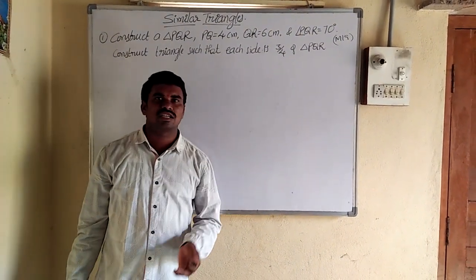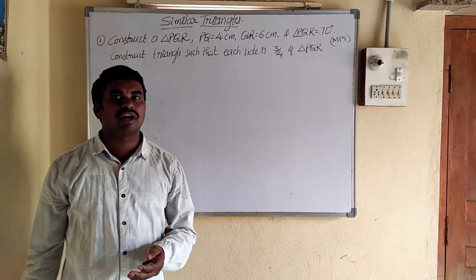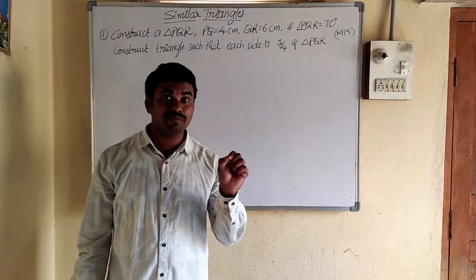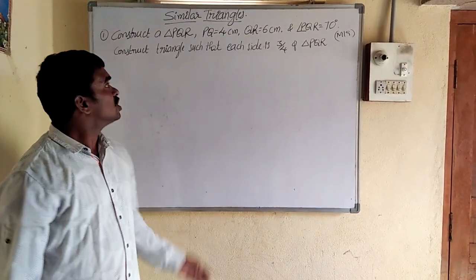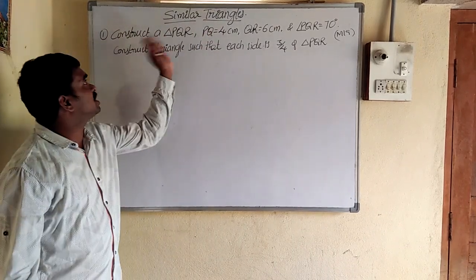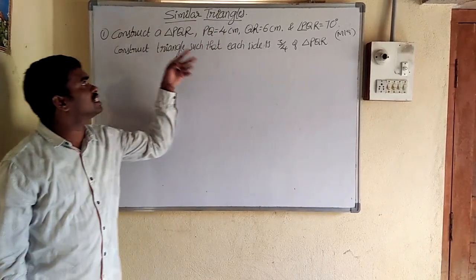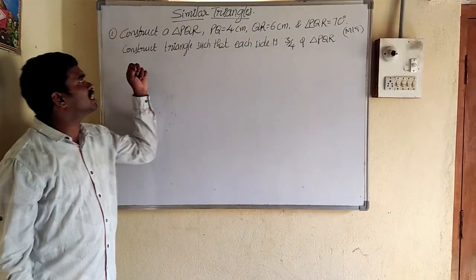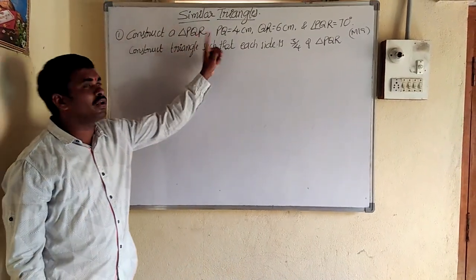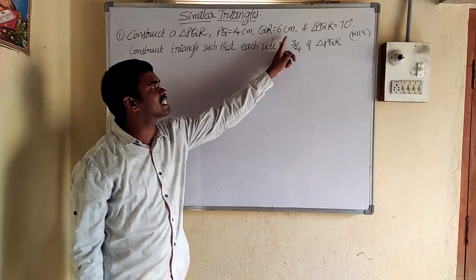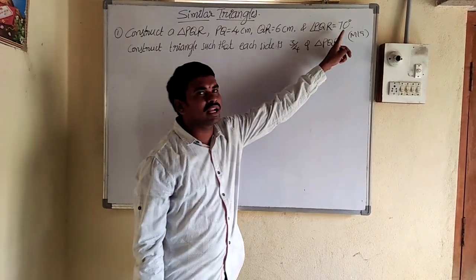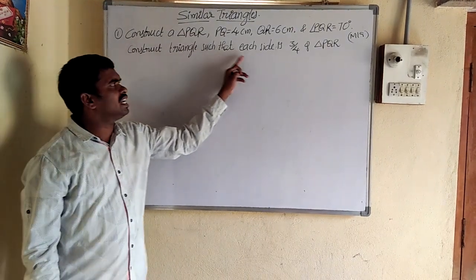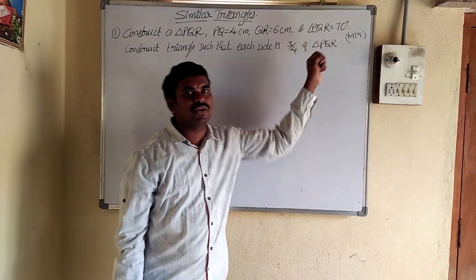Not only father and son, some twins or daughter and mother. Whichever figures look like the same shape are called similar figures. Whenever we come to triangles, the same definition applies: if two triangles look the same in shape, we can say they are similar triangles. Based on the topic, the question is: construct a triangle PQR with PQ equal to 4 centimeters, QR equal to 6 centimeters, and angle PQR equal to 70 degrees. Construct a triangle such that each side is 3 by 4 of triangle PQR.